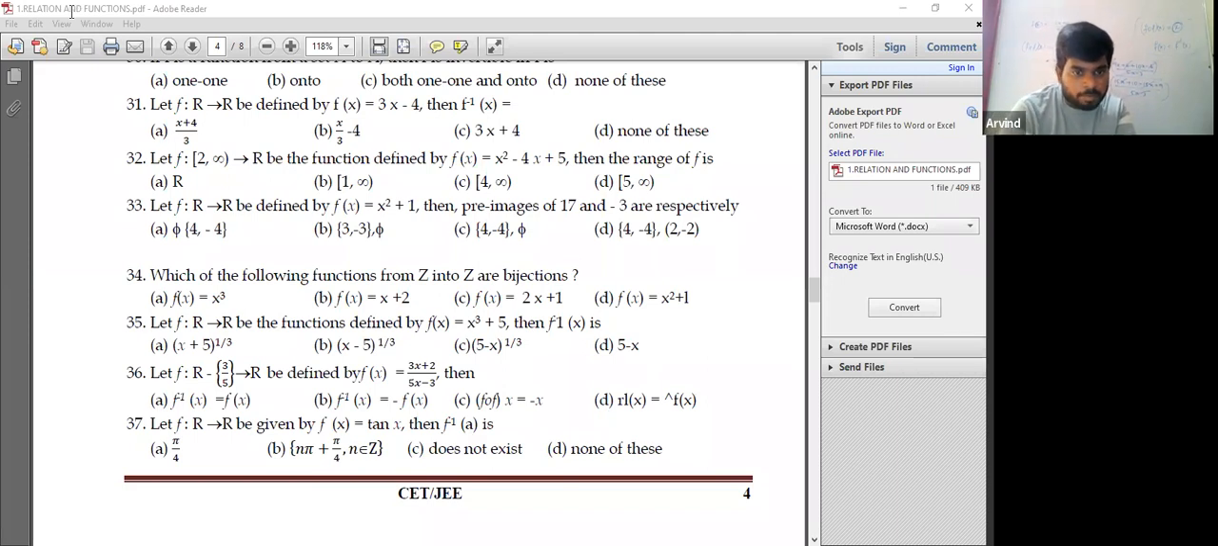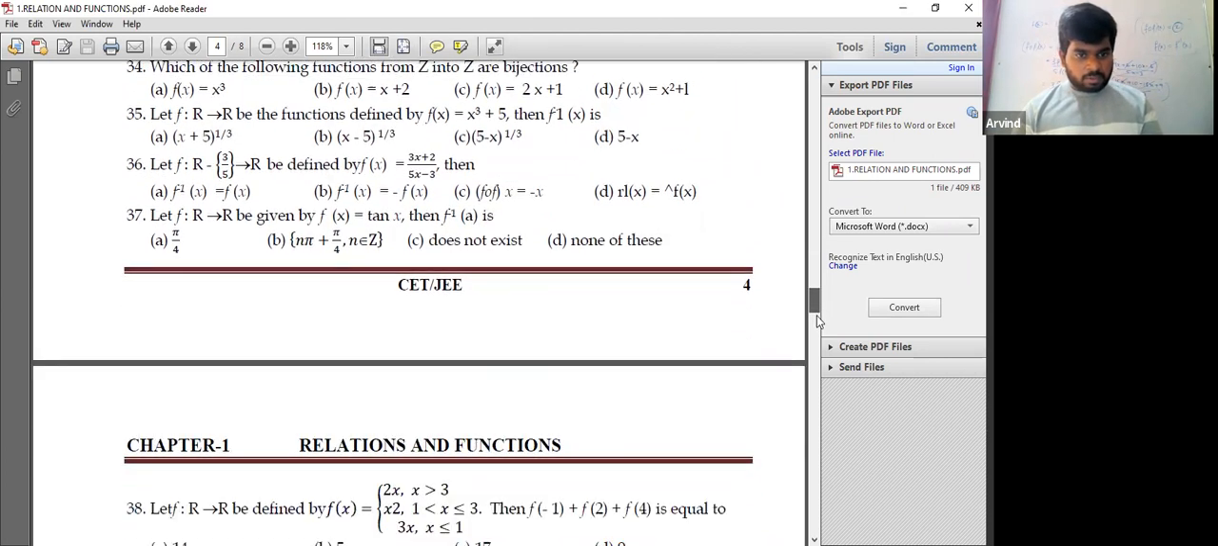so I'll allow them. Okay, so here we got f circle f of x as the same x, therefore f inverse of x is equal to f of x. Option A is the correct answer. We'll do 37 later when we start with trigonometry. Let's go to the 38th one.